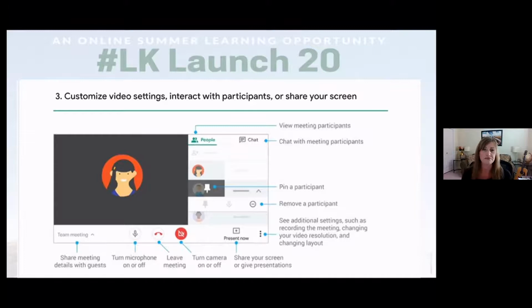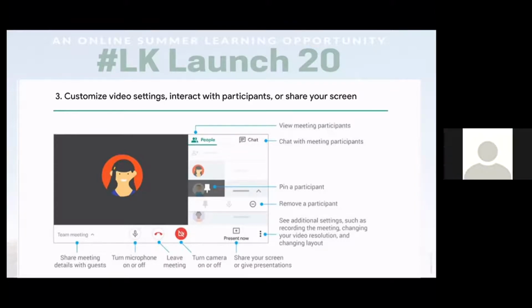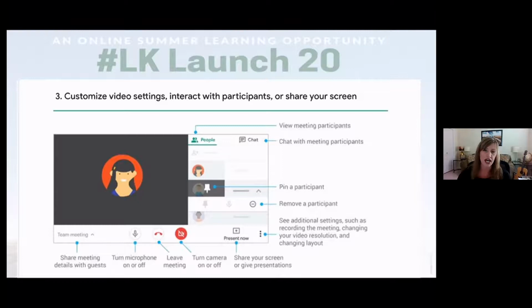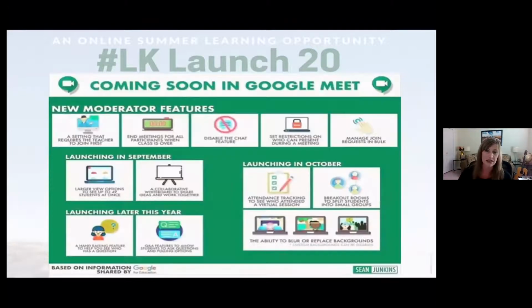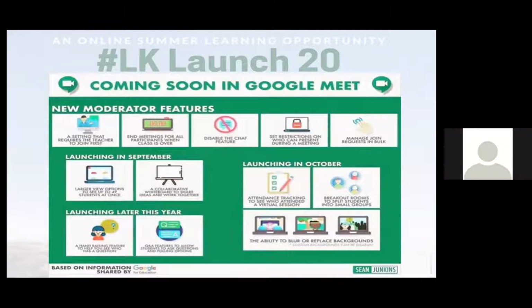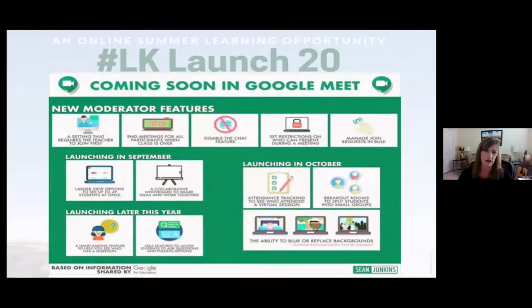And then you have your chat, which you'll be able to monitor, and then you can view the meeting participants under people. So pretty self-explanatory. And then again, even with the chat, you'll want to go over with the kids what you're expecting from that chat box and what you're not wanting to see in the chat box, right? So setting those expectations early on.